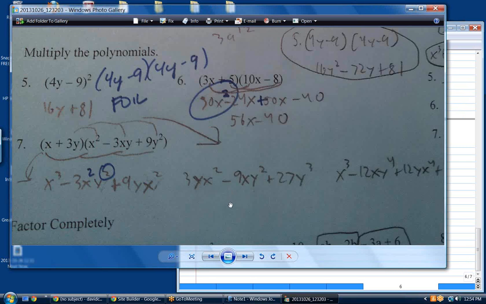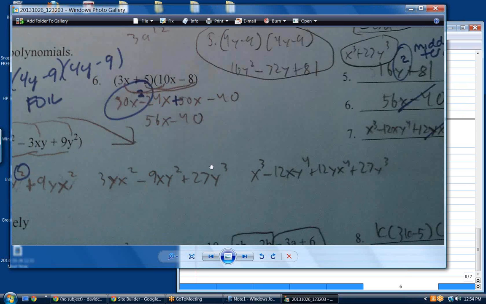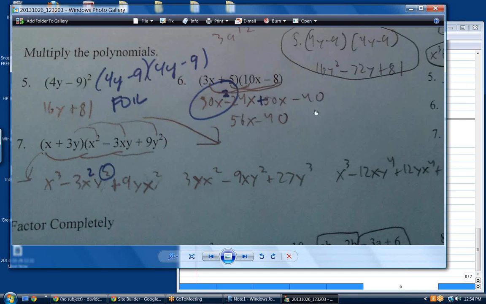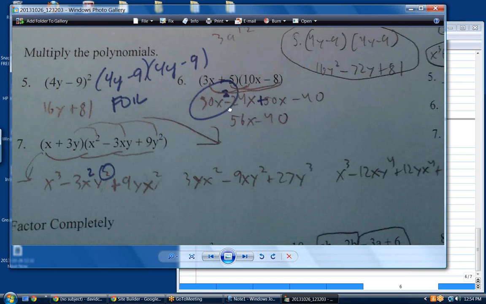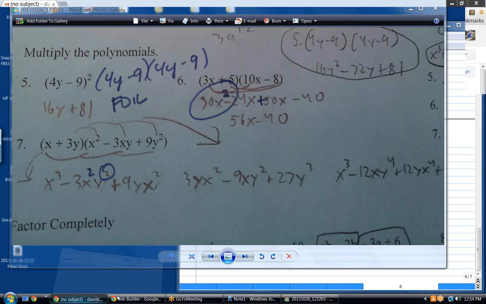What next do we want to look at? Numbers 9, 11, and 12. Is that on another page? Yeah, it's on the second one I sent you. Okay.